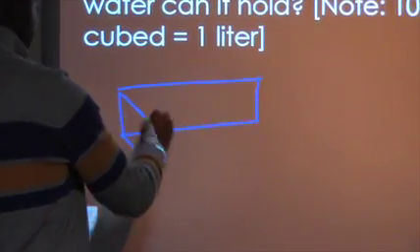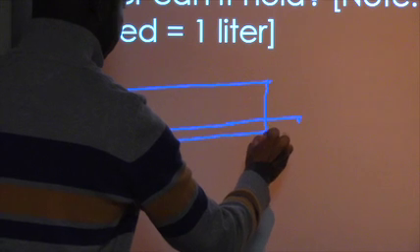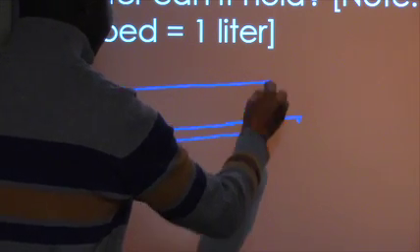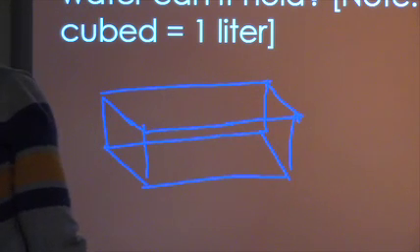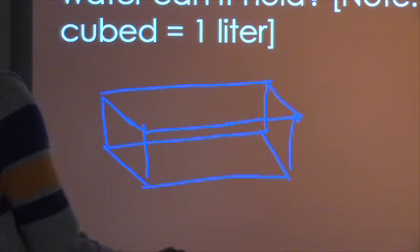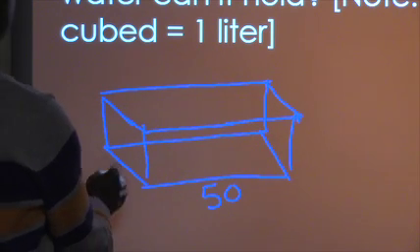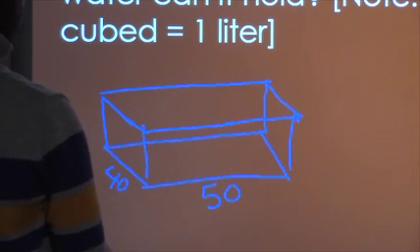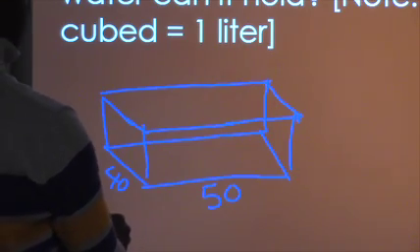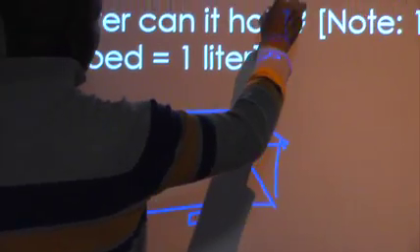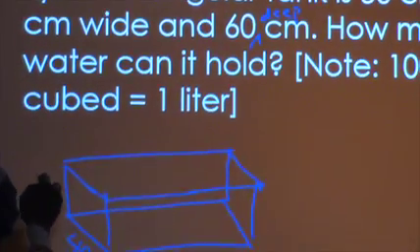So if we draw this, we say it has a length of 50 centimeters, so there's going to be 50. It has a width of 40 centimeters, so there's going to be 40, and 60 centimeters high, or deep. So that's going to be 60.